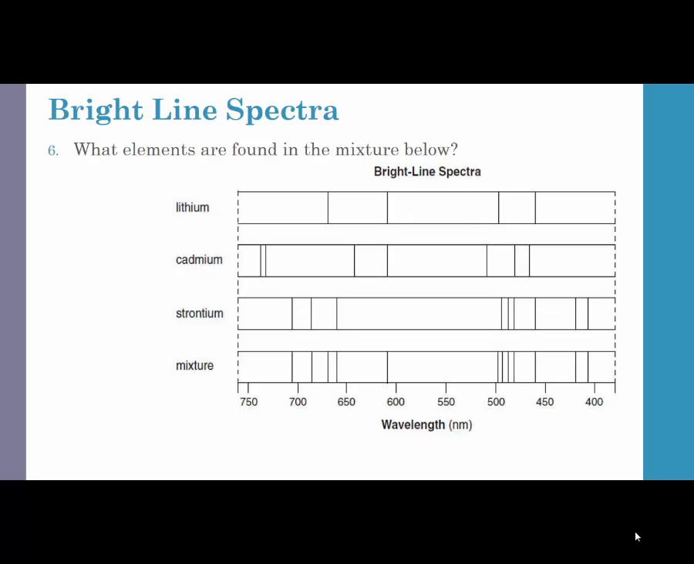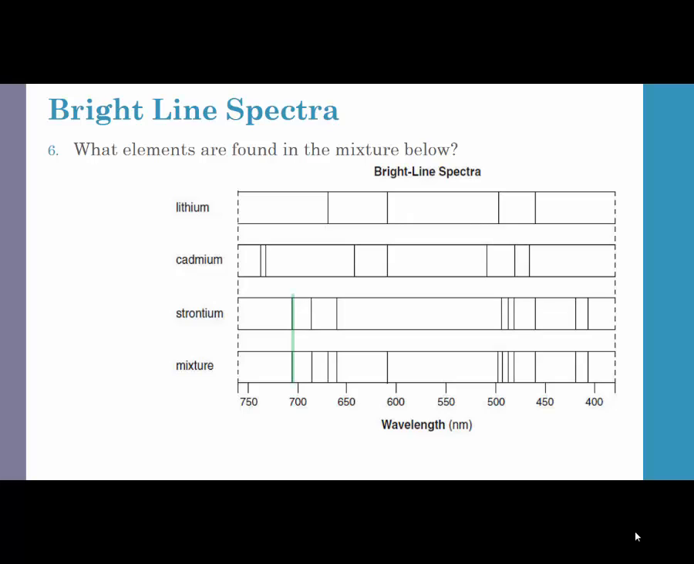Question 6, we are looking at a bright line spectra. So bright line spectra are generated whenever elements absorb energy and then they re-emit that energy in the form of electromagnetic radiation. So that might be, in this case, visible light, which we can see with our eyes. So the way that we're going to approach this problem is we just want to match the elements that are our choices to the mixture.